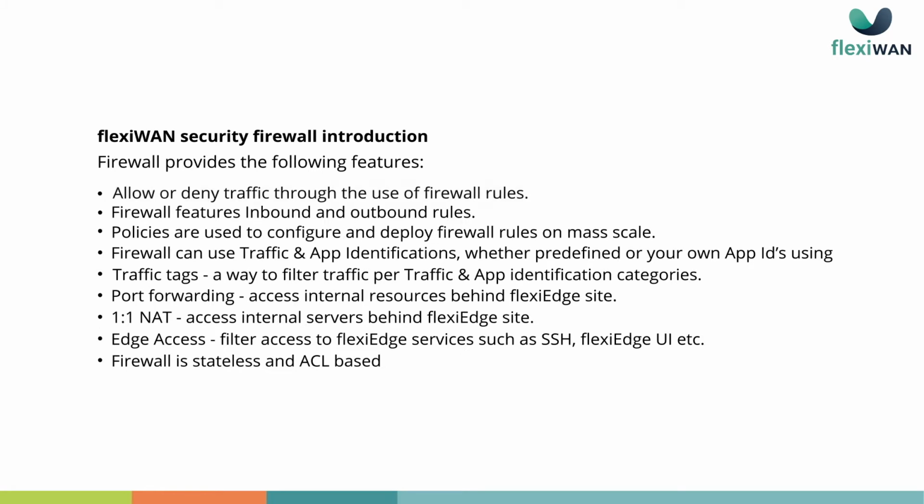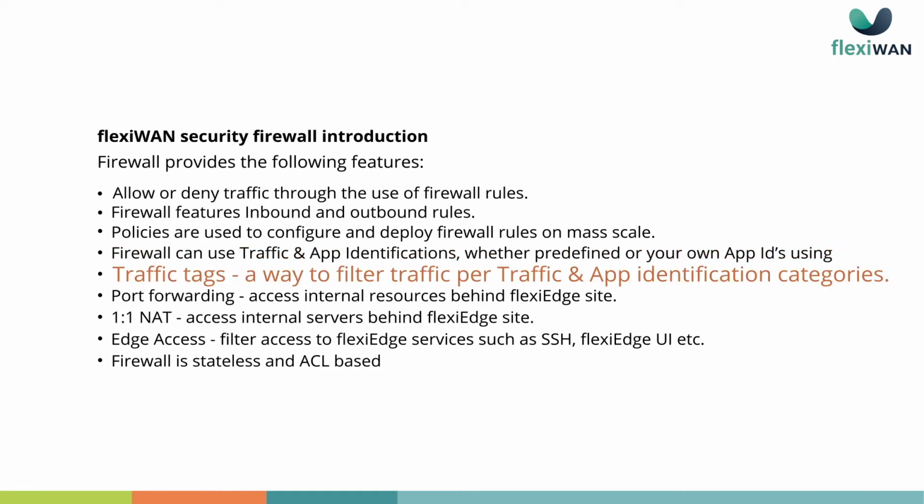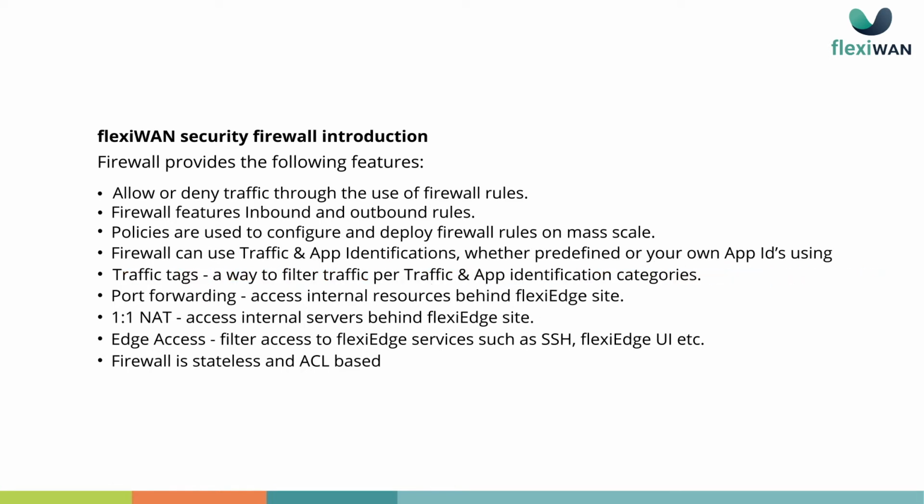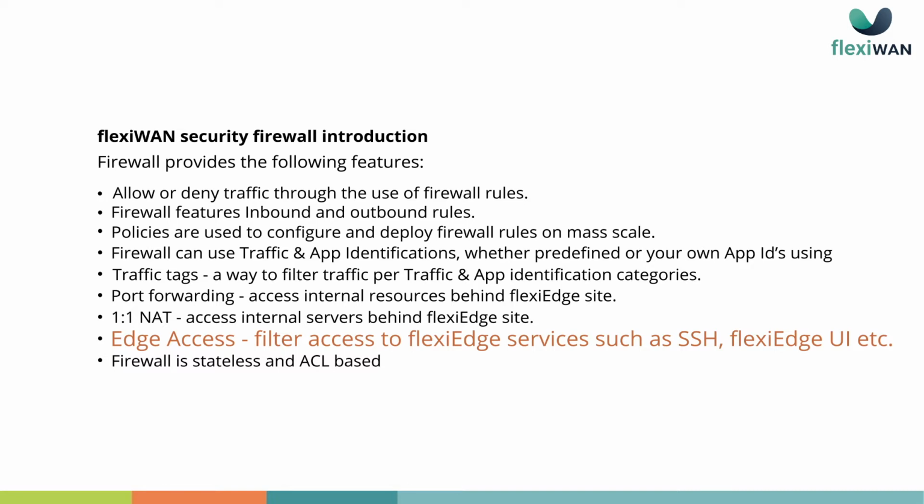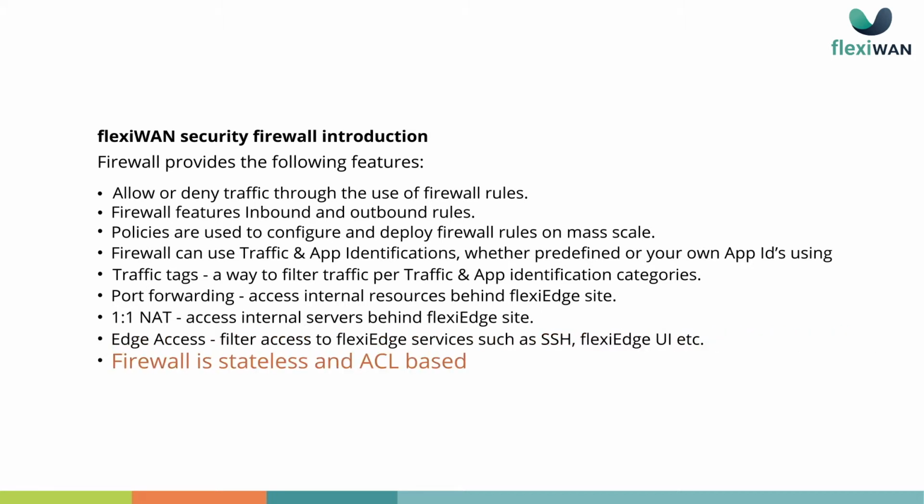Firewall provides the following features: allow or deny traffic through the use of firewall rules. Firewall features inbound and outbound rules. Policies are used to configure and deploy firewall rules on a mass scale. Firewall can use traffic and app identifications, whether predefined or your own app IDs using the traffic tags. Also, firewall features port forwarding and one-to-one NAT, as well as edge access, which allows filtering access to FlexiEdge services such as SSH, FlexiEdge UI, and so on. Lastly, firewall is stateless and ACL-based.